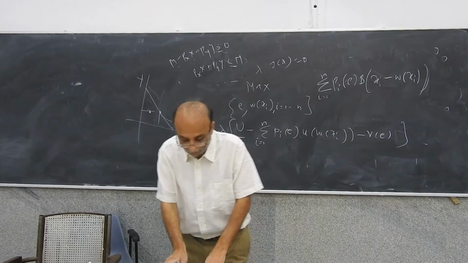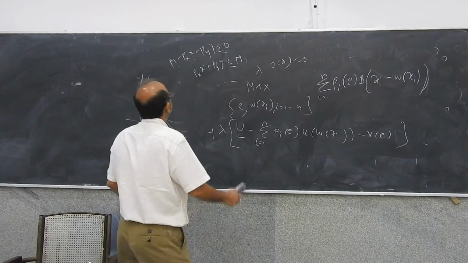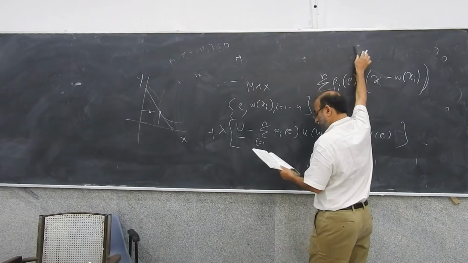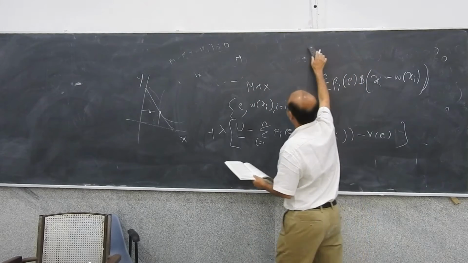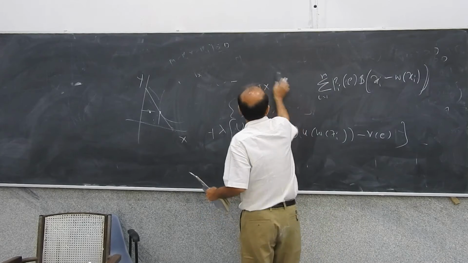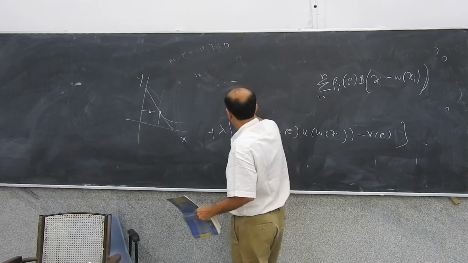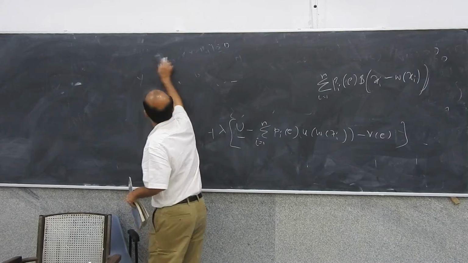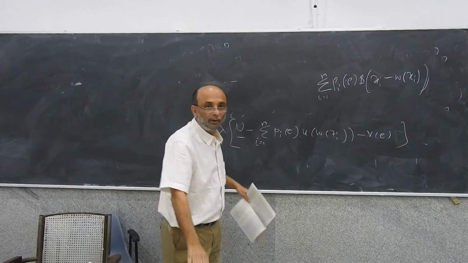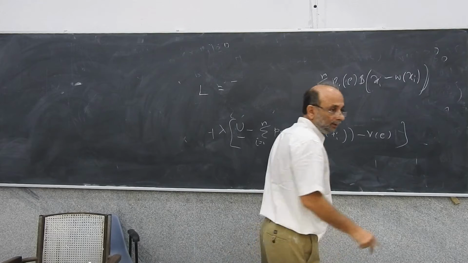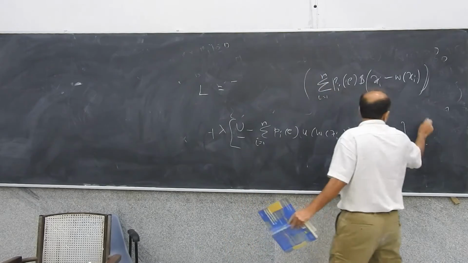Okay? Right. So now, what I'm going to do now is, I just not write this whole part. Okay. So what I have is now, this is my Lagrangian, right? This is my whole Lagrangian.